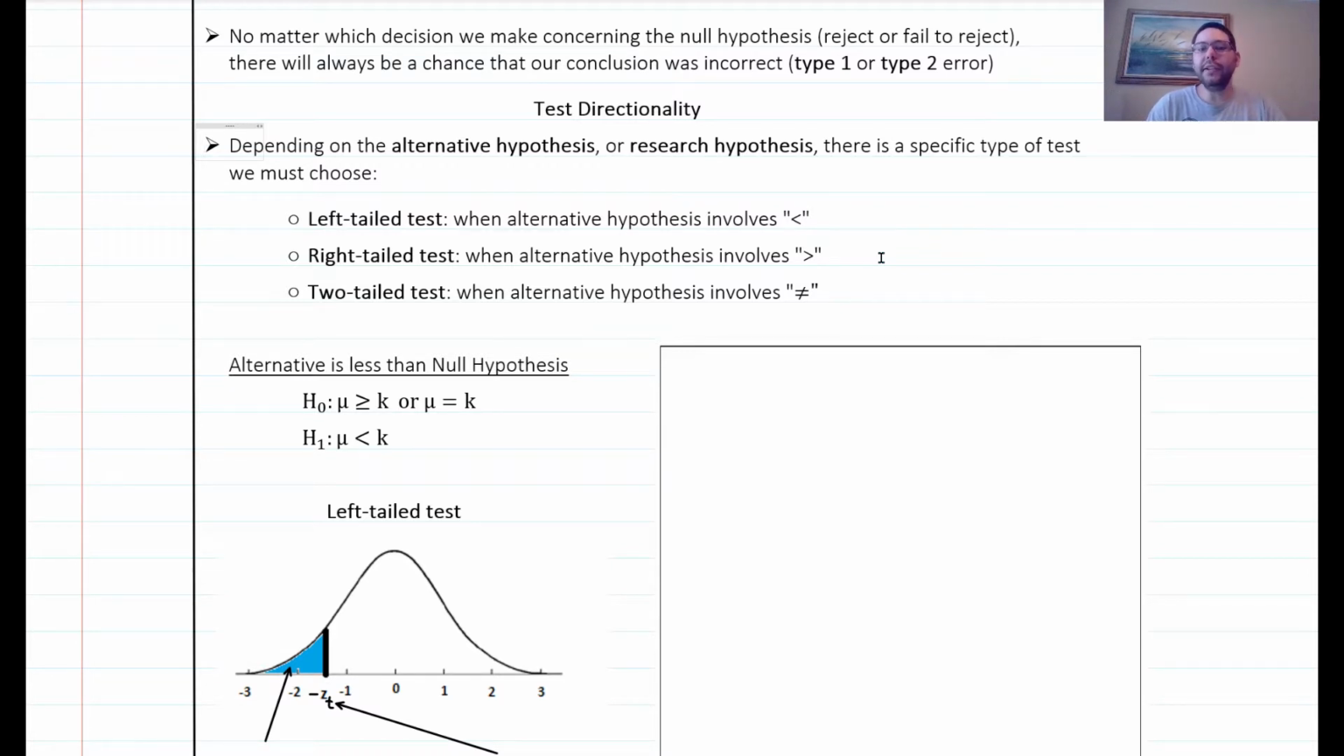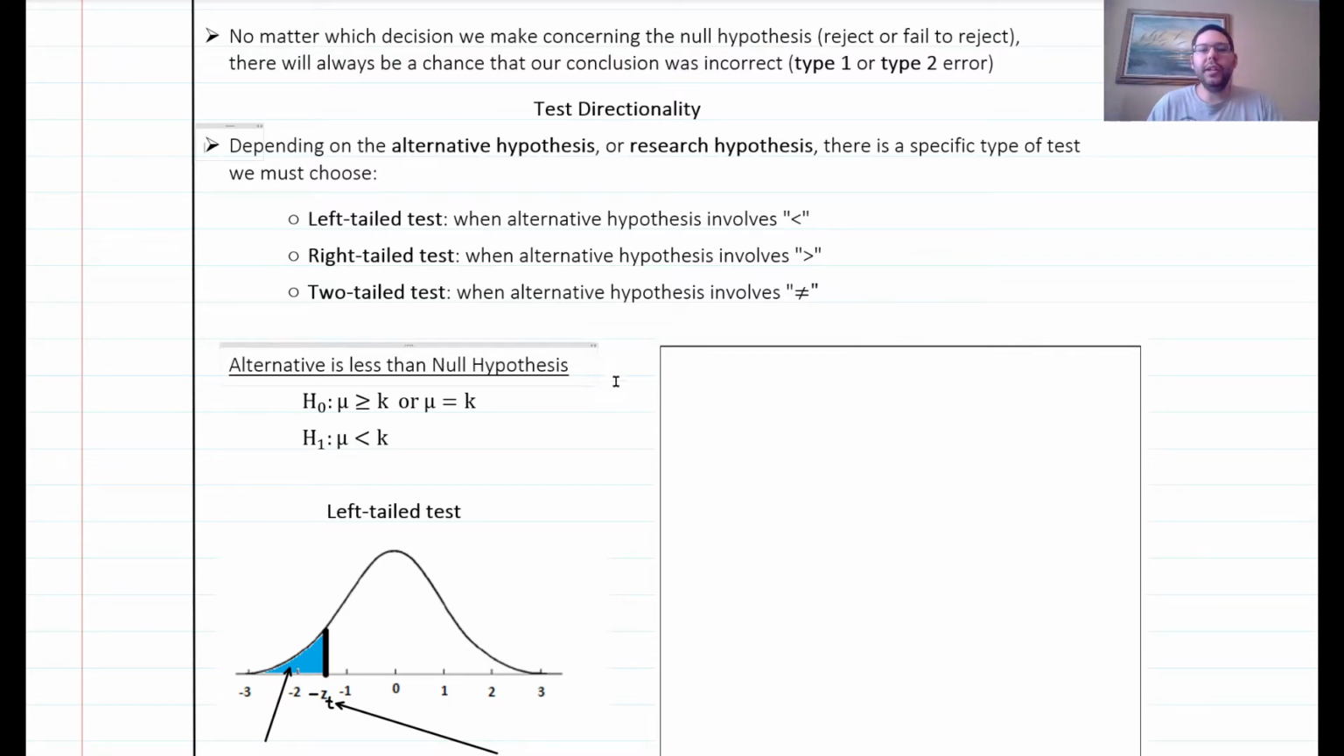So the left-tailed test is when the alternative hypothesis has the less than symbol, right-tailed, greater than symbol, two-tailed, not equal to symbol. So those are our tests, and it's very easy to determine. So once you state your hypotheses, your alternative specifically, you look at the alternative, not the null. You look at the alternative hypothesis, and it'll tell you which direction you're going to use for your test.